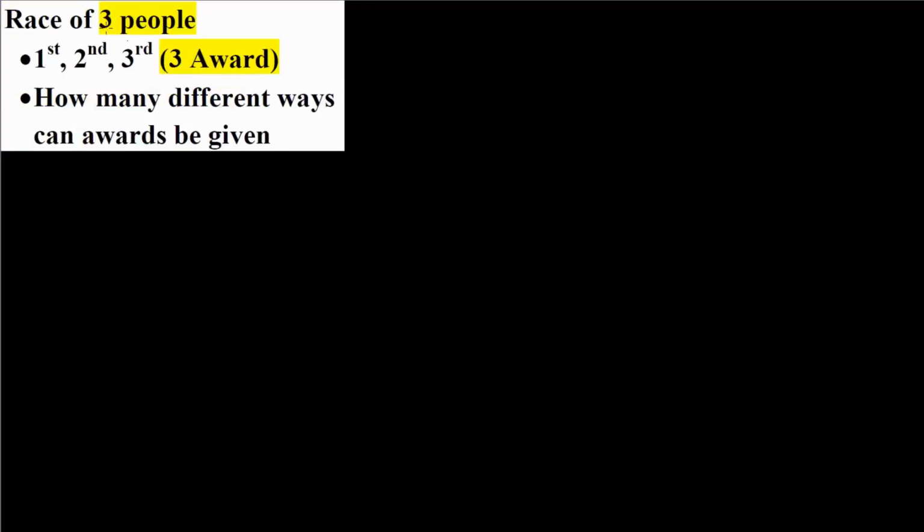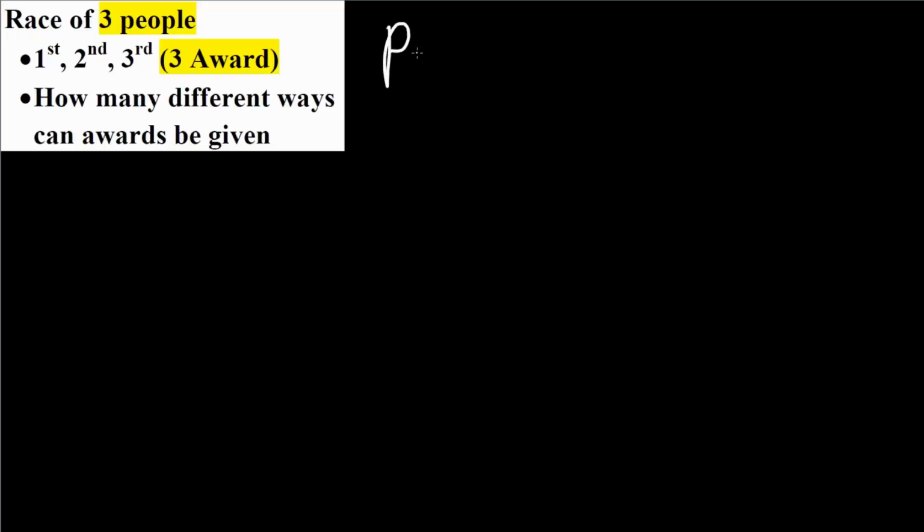So we have a race of 3 people, and each person will get an award. Someone will get an award for first place, second place, and third place. And we want to know how many different ways can awards be given. So in this problem, order matters. And so we'll actually do this one completely. We'll actually go through each scenario.